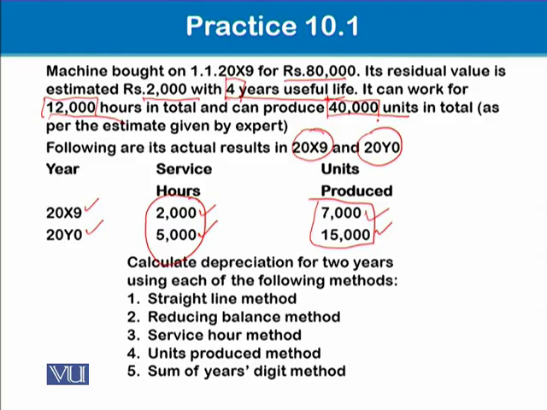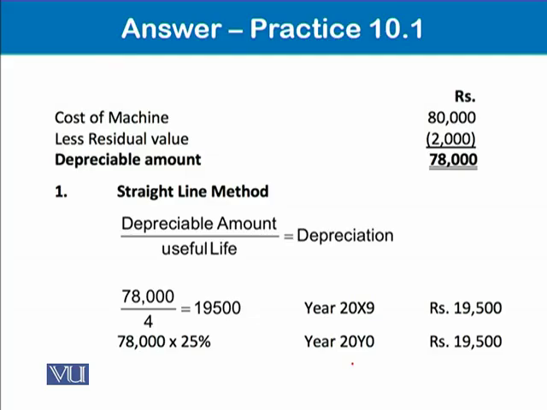So the depreciation methods that we will be using include straight line, reducing balance, service hour method, units produced or units output method, and sum of years digit method. Let's see how to calculate depreciation under the straight line method.